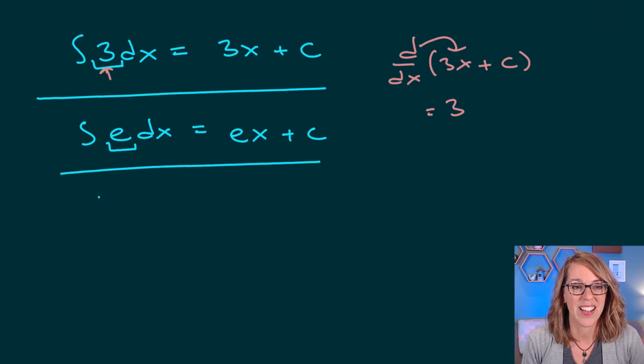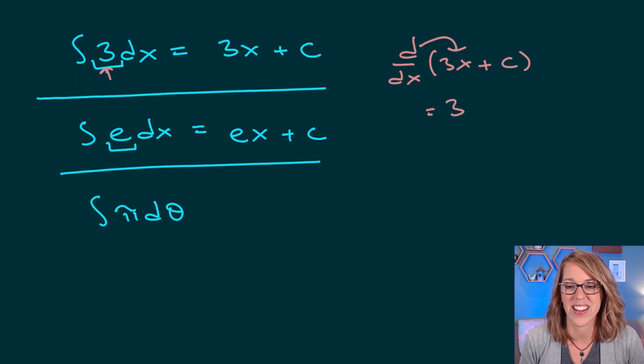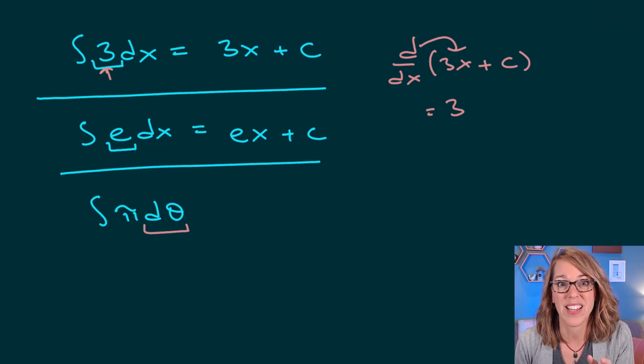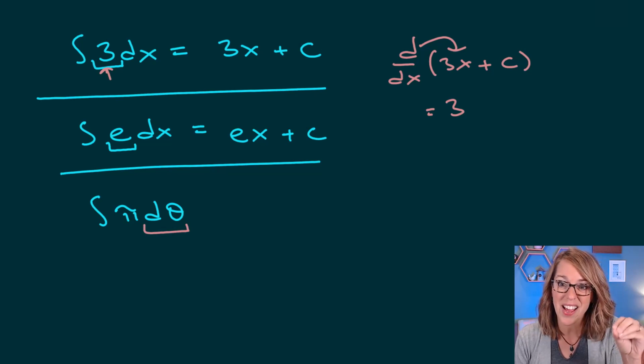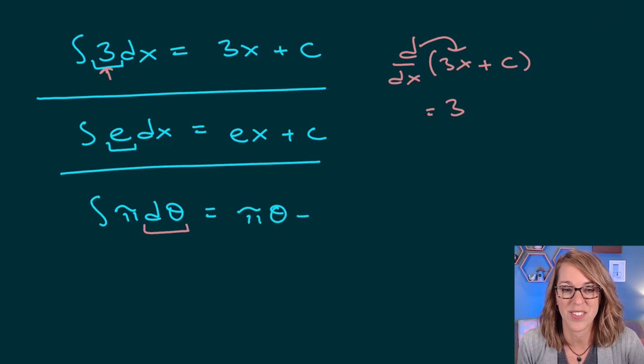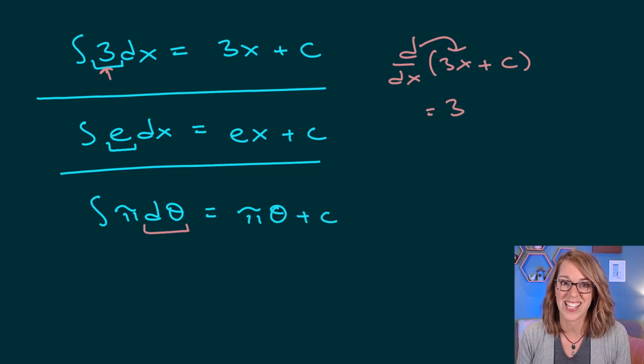Let's say that we've got the integral of pi d theta. Now in this one, my variable of integration has changed to theta, but I'm going to do the very same thing. I'm going to get that constant back times the variable of integration. This time it's theta, so I end up with pi theta, and don't forget your plus c.